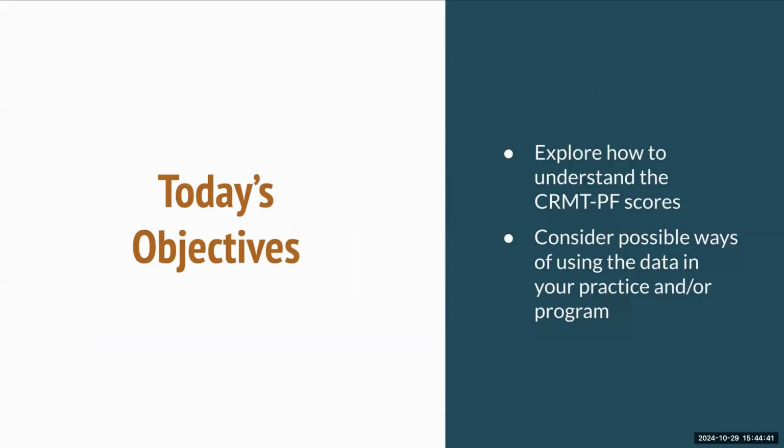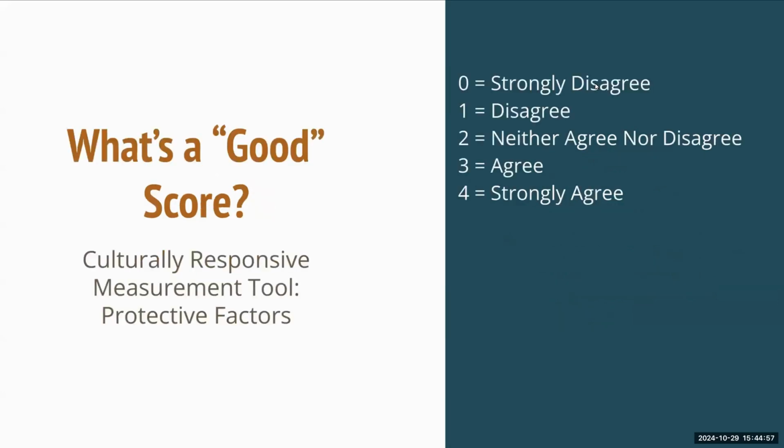In the next few minutes, we will discuss how to understand the scores you're getting from the CRMT for families and for your program, and how to score in a way that informs your work with your individual practice and as part of a program or organization. You may first be wondering, what is a good score?